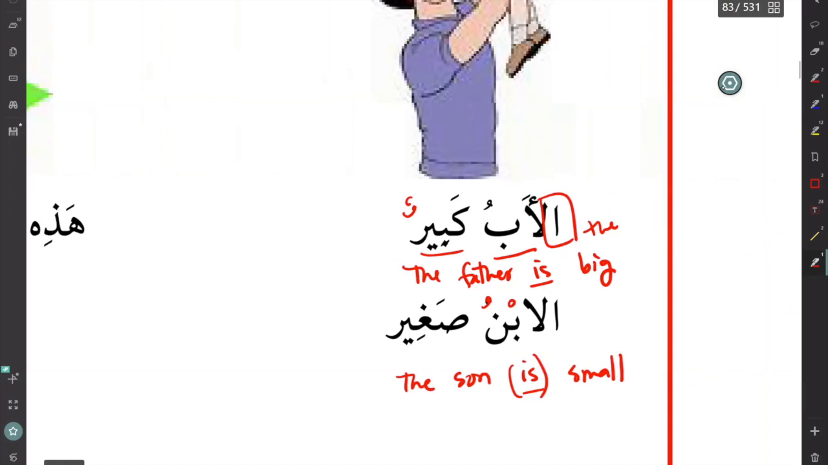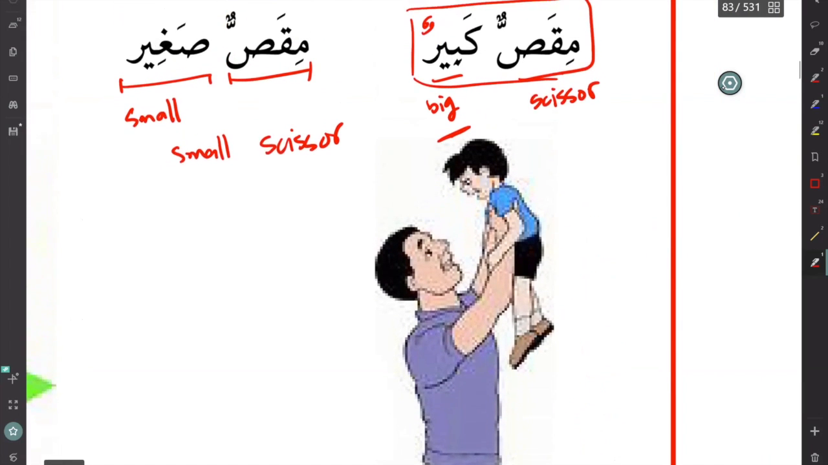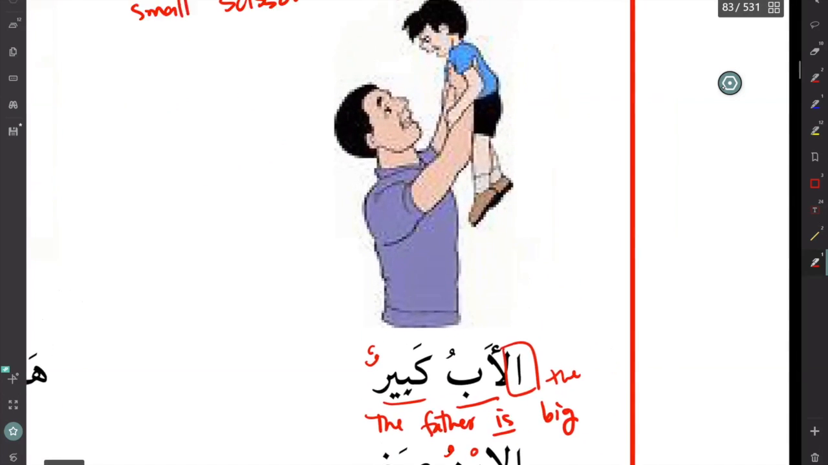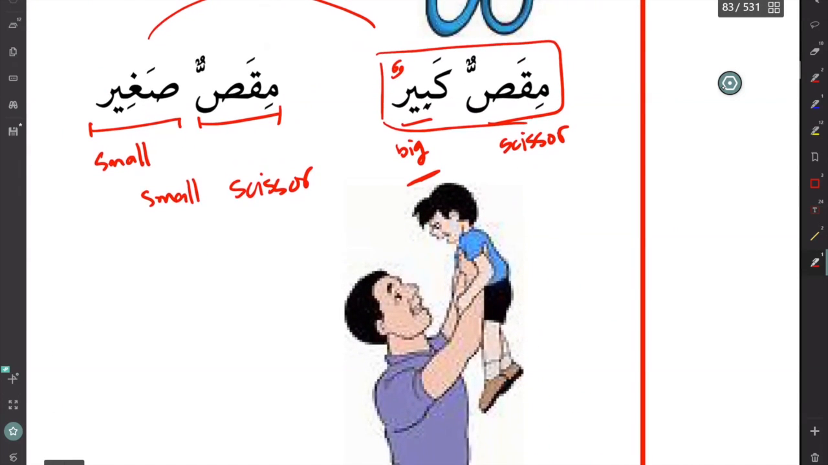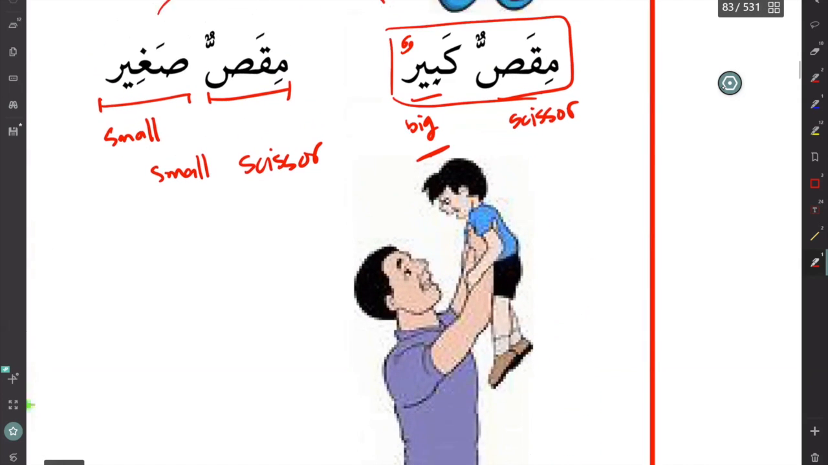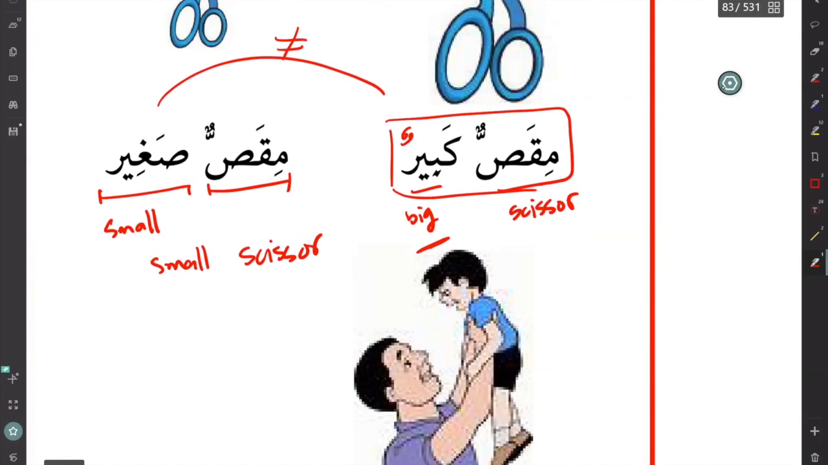I want to explain something here, because we have to understand how to know if something is an adjective phrase or something is a sentence. So here it says miqassun kabir. When you say miqassun kabir, it means a big scissor. It's not a sentence, right? You say a big scissor, it's not a sentence, it's an adjective phrase. So kabir is the adjective and scissor is your noun.